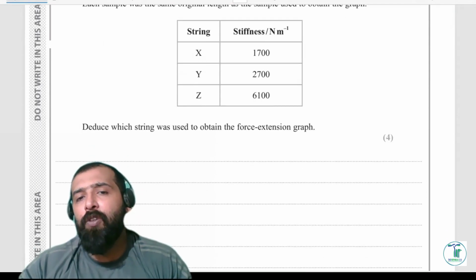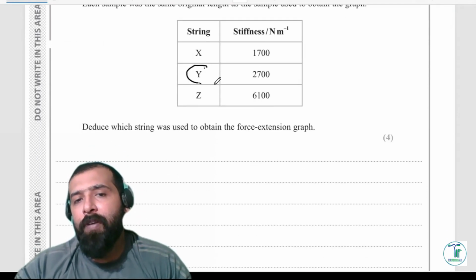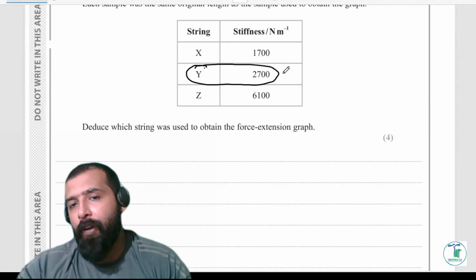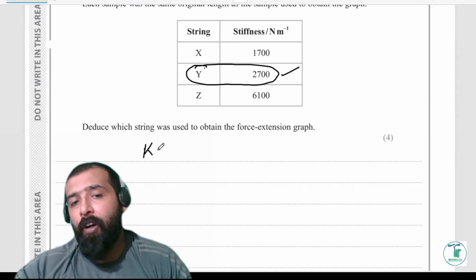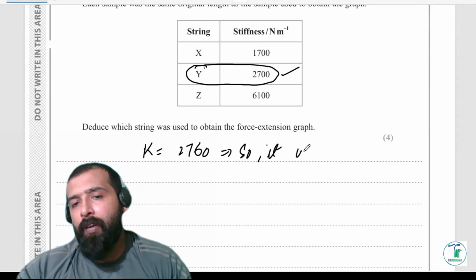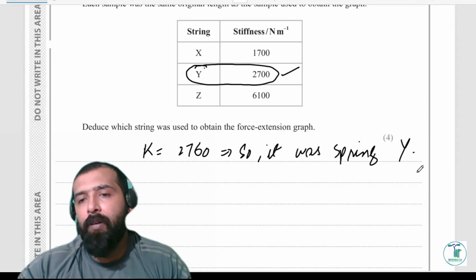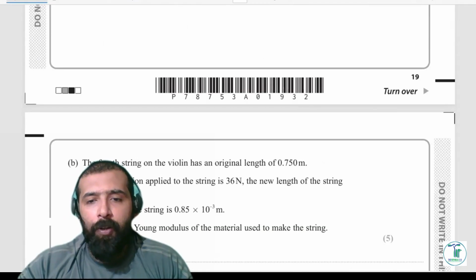So if you've got this value of spring constant, what does that mean? That the spring that you must have been using should have been Y, because that is the closest value that we can have, right? So we have got the spring constant or the stiffness, and that was 2760. So it was spring Y. That is how we're going to talk about it.